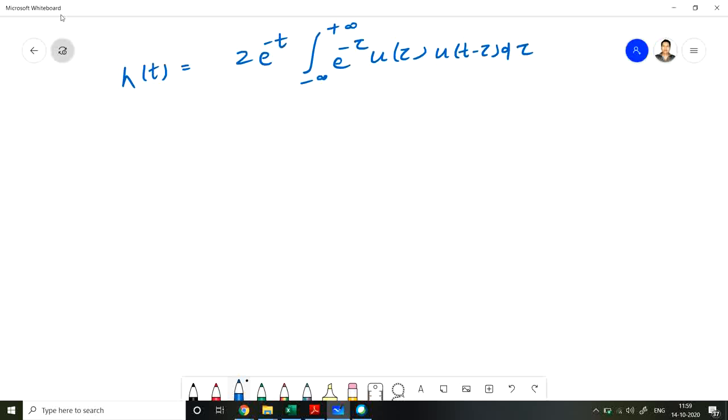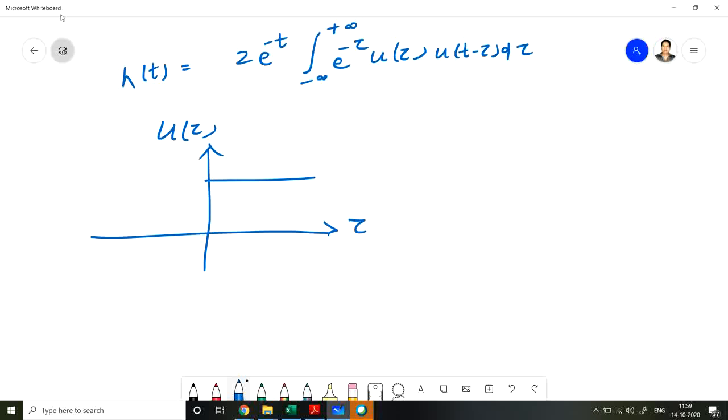Okay, so basically we can apply the property of the unit step here. So what is the u(tau) graph? If we see the u(tau) graph, for positive values of tau, u(tau) is equal to 1. So u(tau) is equal to 1 for tau greater than or equal to 0. It is 0 for tau less than 0.